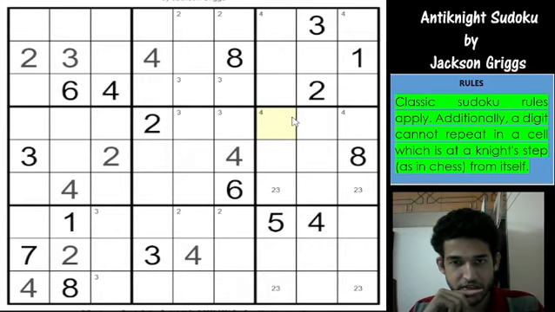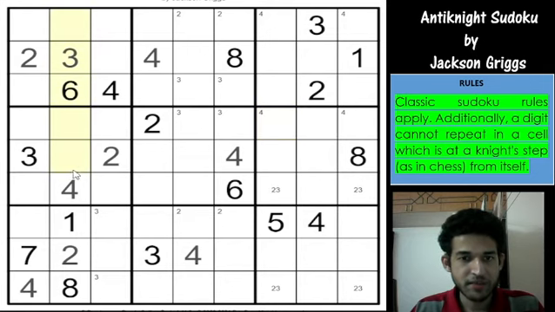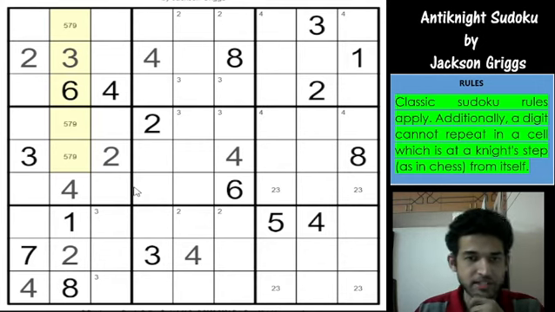And now which digit do I look for? Maybe I can write some pencil marks in column 2 because I have placed 6 digits already. So the remaining digits are 5, 7, 9. Let us pencil mark them in.